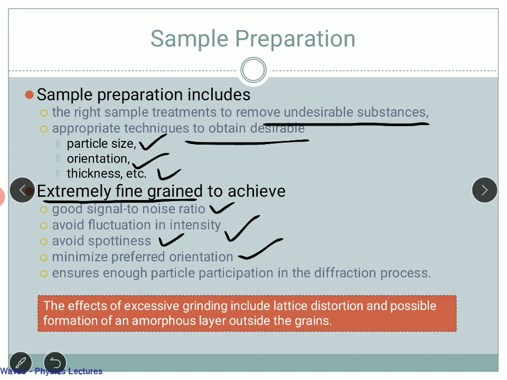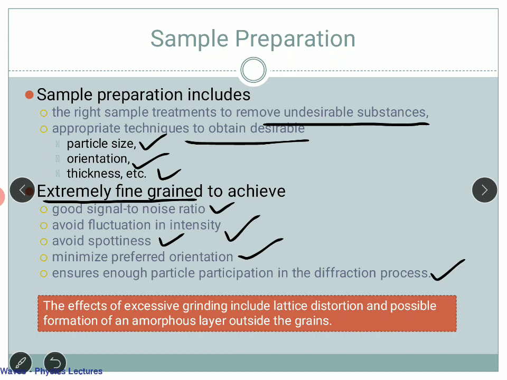So preferred orientation means a certain number of planes are already present in too great a number, which I don't want; that should not be there. Fine crushing will ensure enough particle participation in the diffraction process. If it is crushed finely, we can have more particles when we are actually taking the readings.